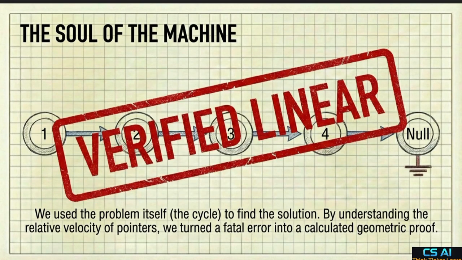In the soul of the machine, we truly appreciate the elegance of this algorithm. We use the problem itself, the cycle, to find the solution. By deeply understanding the relative velocity of pointers, we were able to transform what initially appears to be a fatal error into a calculated geometric proof. The result is a verified linear list. This is a powerful demonstration of how theoretical insight can lead to practical, efficient solutions in computer science.